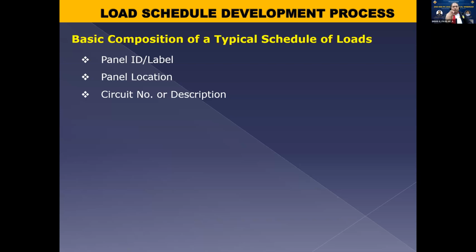Circuit number 1, number 2, 3, and 4, so on and so forth. Or and description, ano ba yan? Lighting, small power, ECU, etc. Dapat nandyan yan. Load description. Oh, sabi ko na kanina. And ano yung equipment or device type? Is it a dryer? Is it a heating appliance or electric range? And then the quantity, number of devices or equipment.